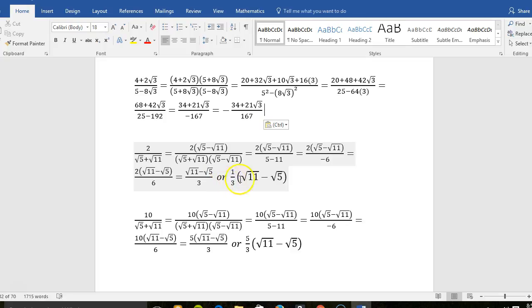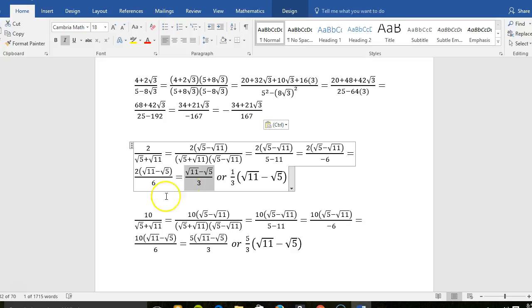Yeah, you could write that as 1/3 times parentheses radical 11 minus radical 5, but unless your professor makes you write it this way, I would just stay with this guy right here. So that's that. I hope that helps.